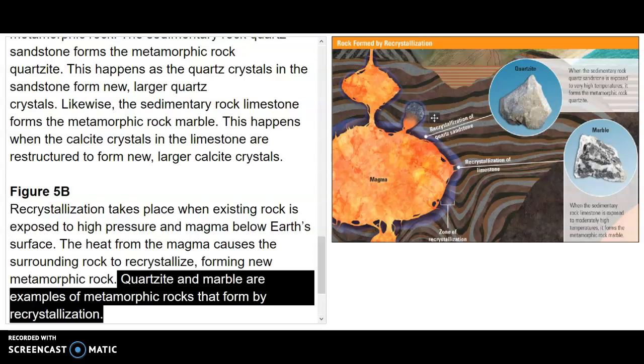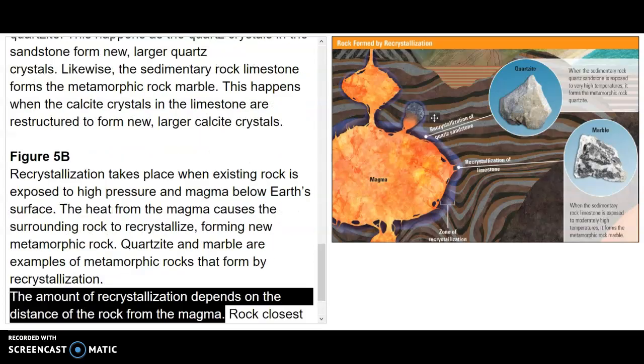So in order for quartzite to form, the sandstone gets exposed to very high temperatures. It has to be the quartz sandstone, and then quartzite will form after it's exposed to high temperatures. When the sedimentary rock limestone is exposed to moderately high temperatures, it forms the metamorphic rock marble.